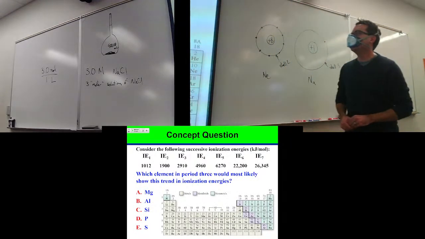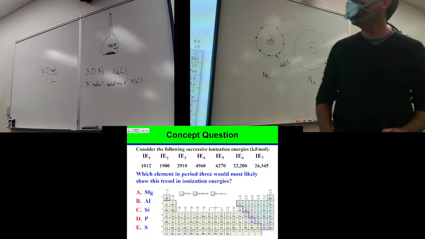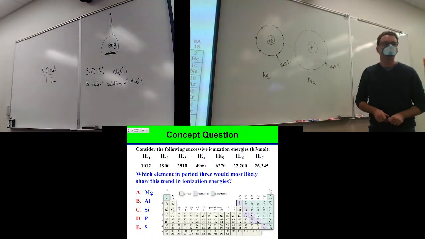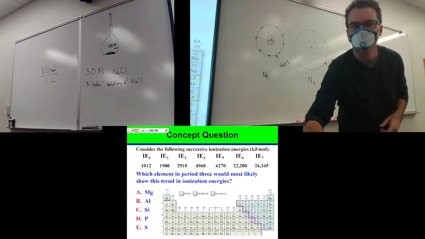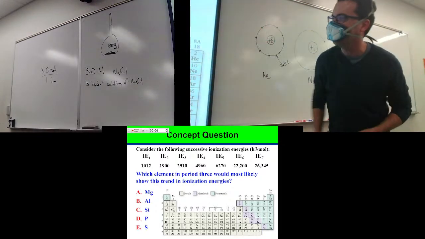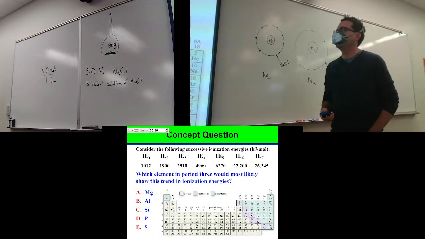So, just looking at ionization energies, which element in this period 3 would fit this data here? Oh, I should turn that clicker on. There you go. So we have choices A, B, C, D, and E. Just looking at this data, which would make sense? Which element would this be?